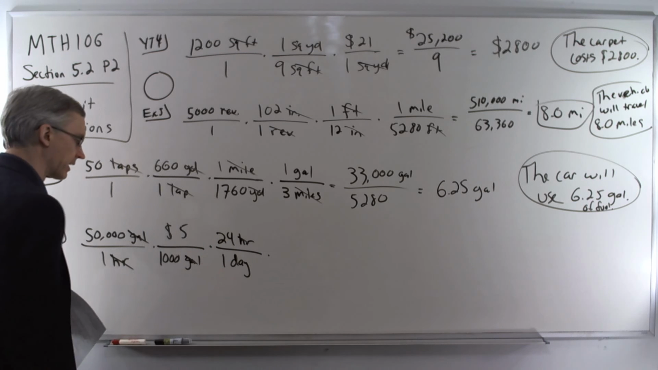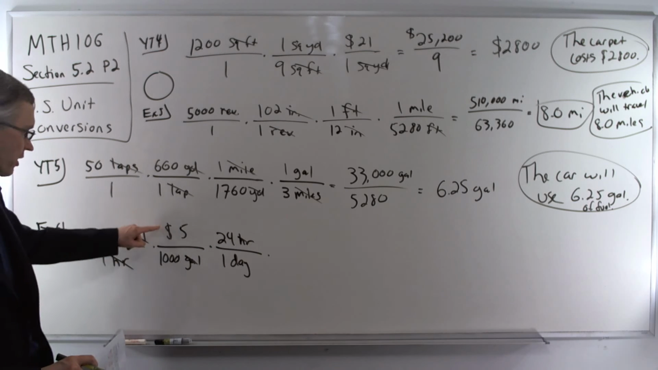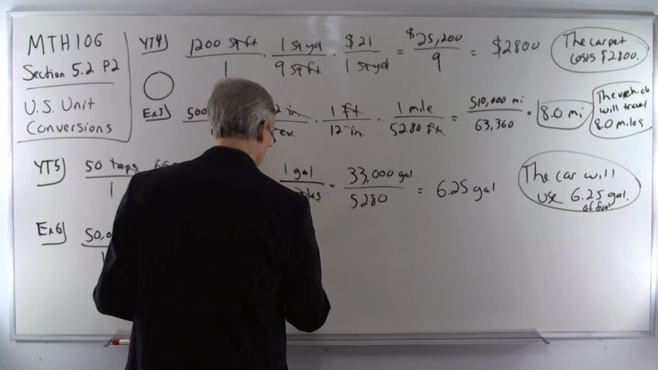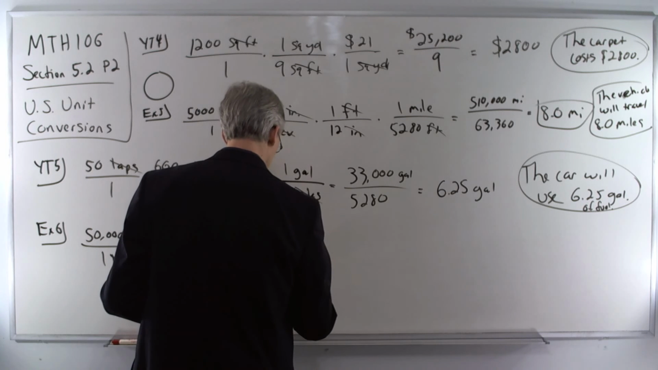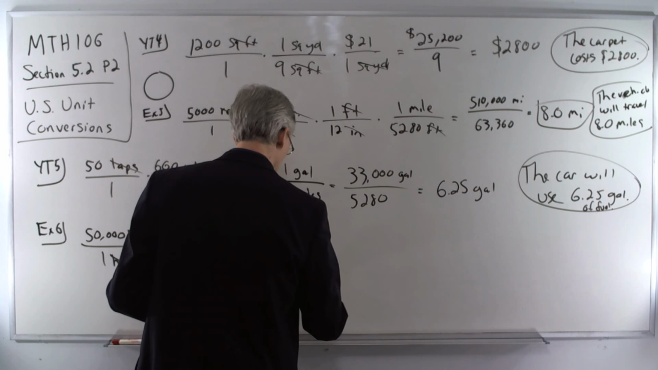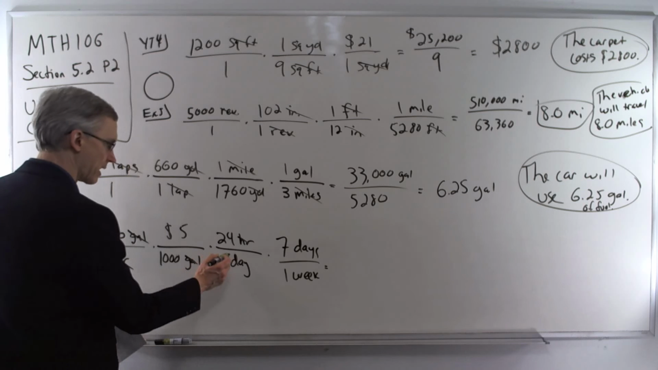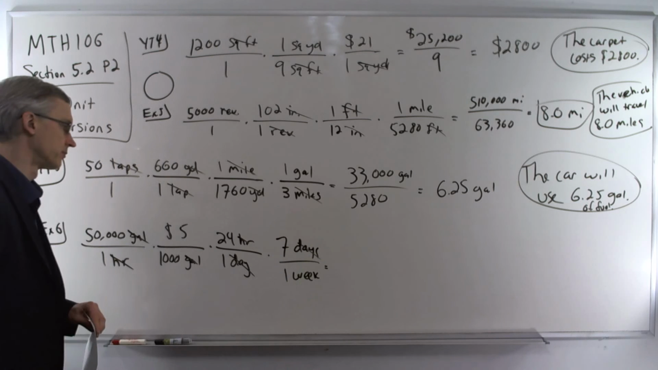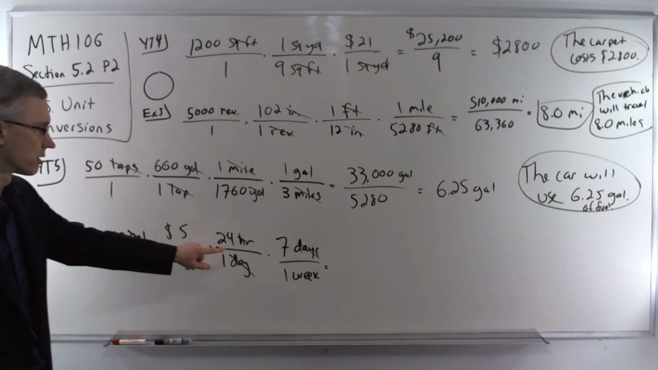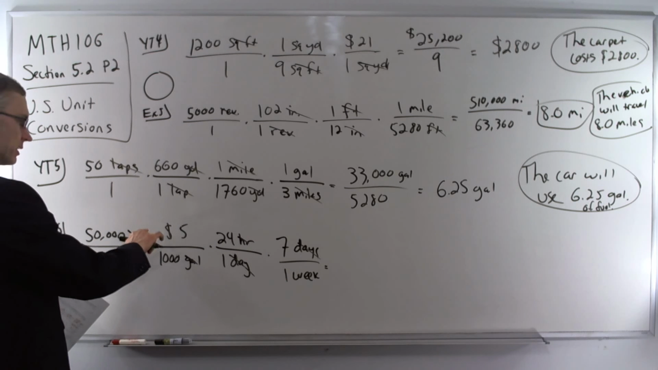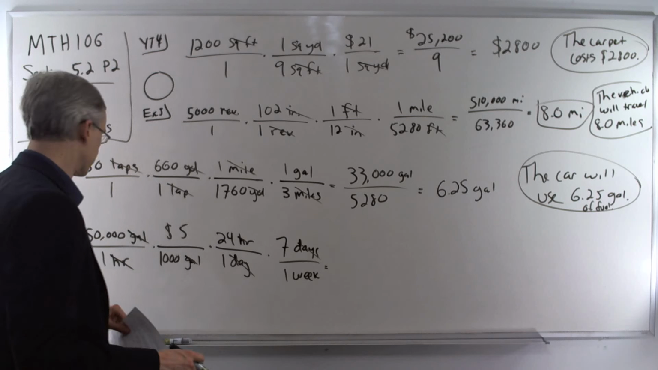Okay, hours and hours, cancel. Now we've got dollars per day. We're almost there. 7 days in 1 week. All right, now days on the bottom, days on the top, cancel. And now our units are dollars per week. And that's what we're looking for. So 50,000 times 5 times 24 times 7.